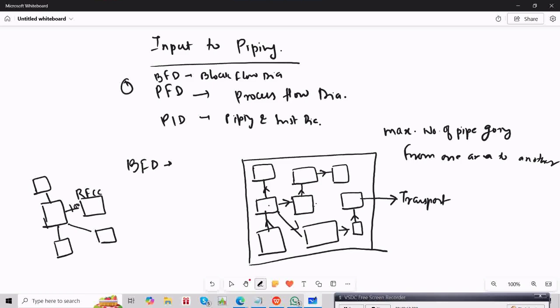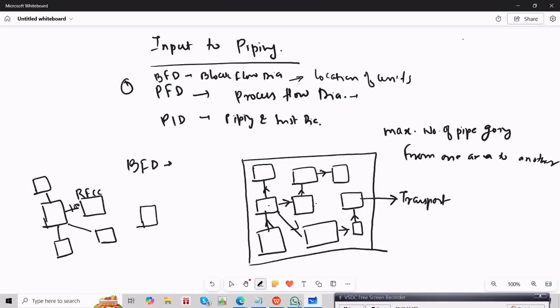Correct, because in the layout, first of all you have to identify the location of units. So this BFD consists of the location of process units. Understand, sir? Similarly, now what is in the PFD?